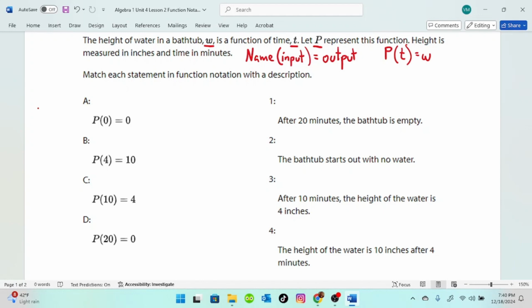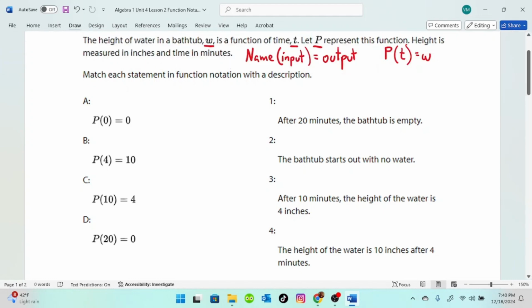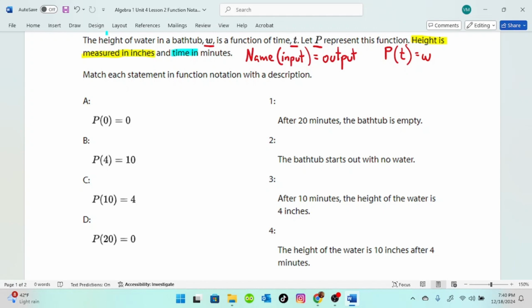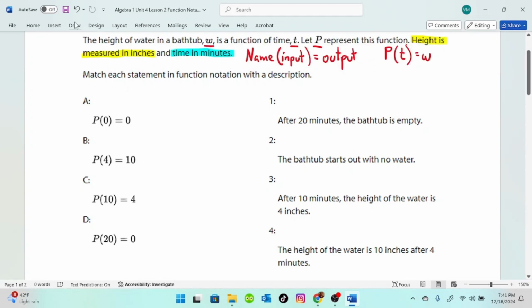And then there's a few things to make sure that you pay attention to. We see that height is measured in inches, and we see that time is measured in minutes. So now we need to start looking at these and deciding which function notations go with which descriptions.